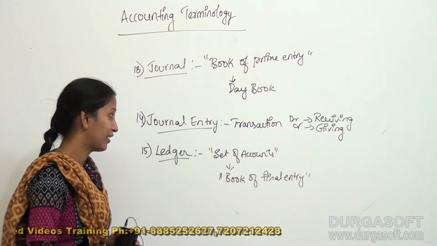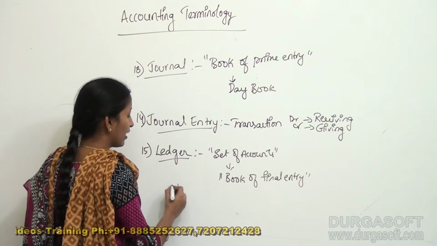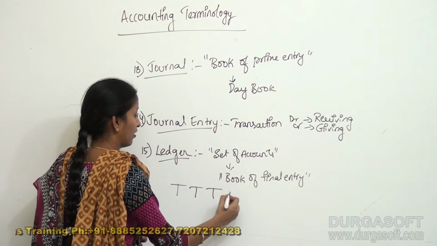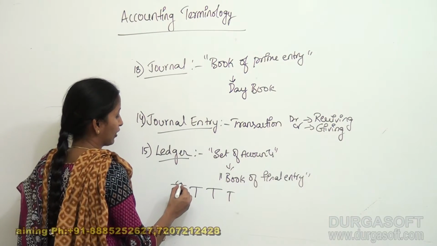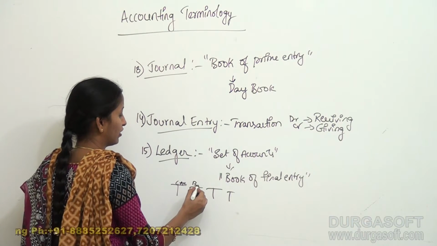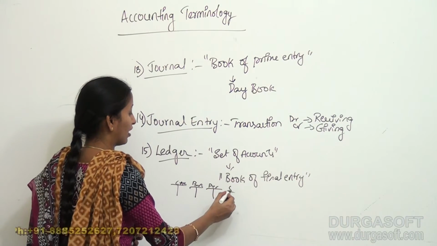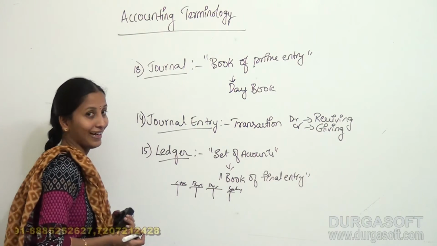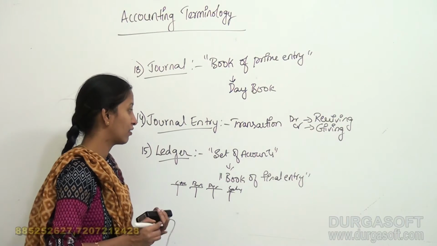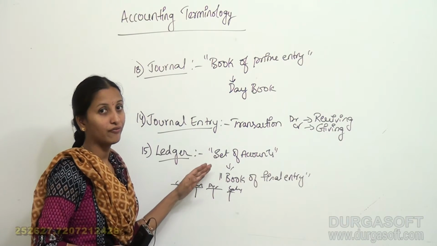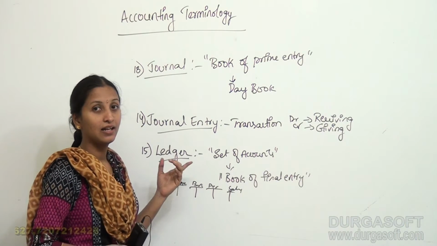Here we are not preparing one account. Here we are preparing n number of accounts, for example cash account, bank account, purchase account, sales account. Like this we will prepare n number of accounts. That's why we call it a set of accounts. That is nothing but a ledger.